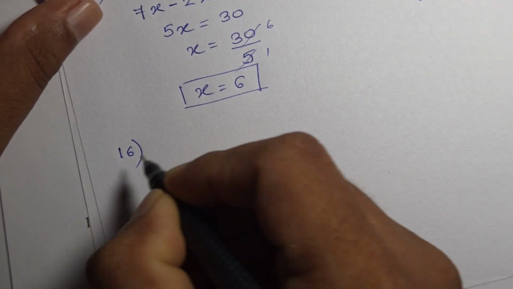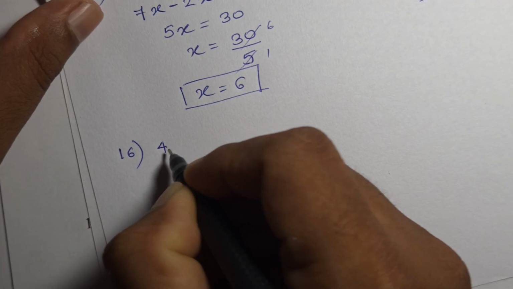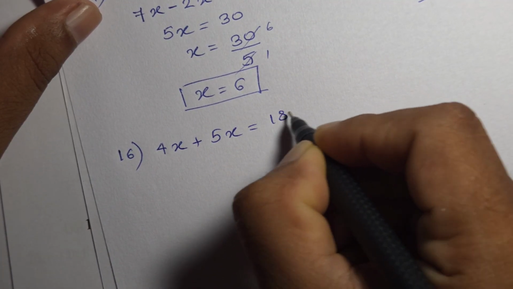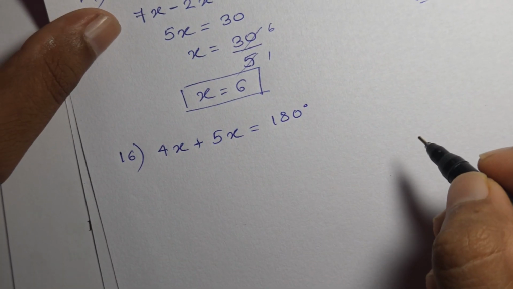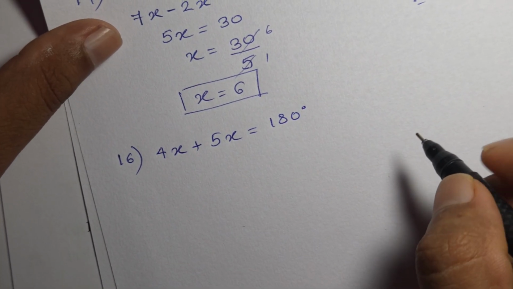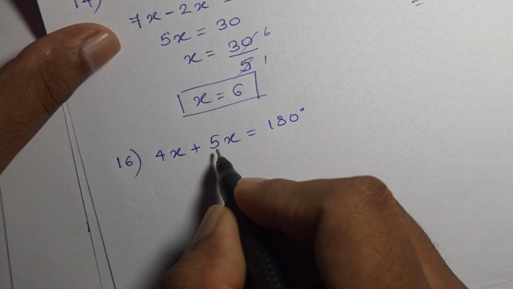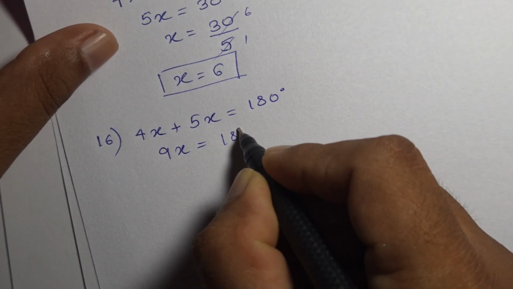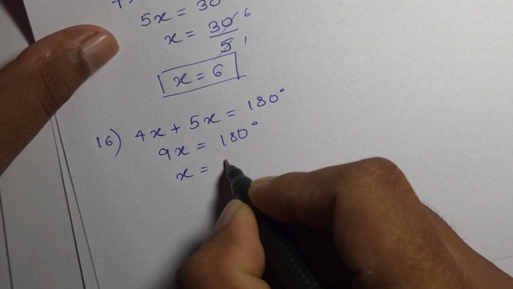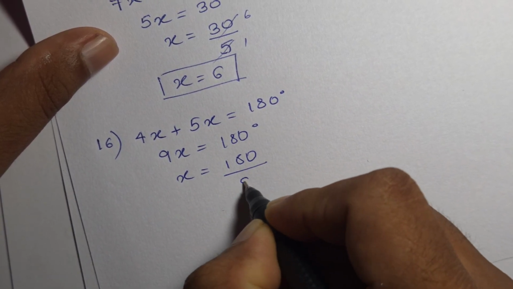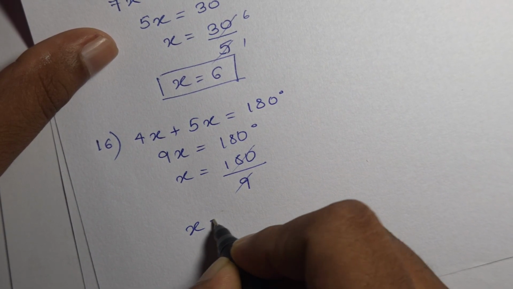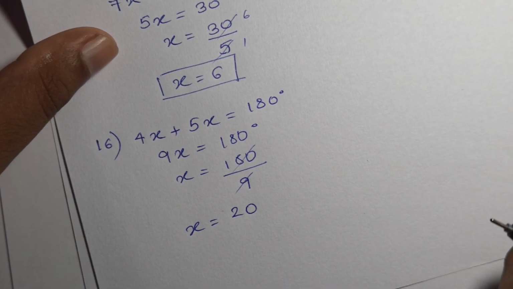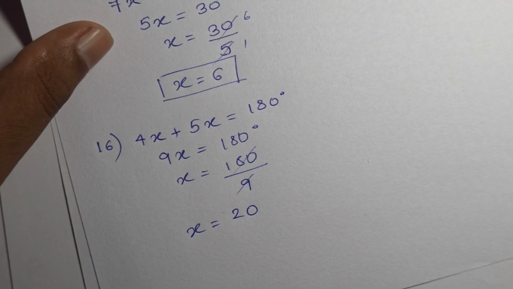16th problem, 4x plus 5x is equal to 180 degrees. So adjacent angles are supplementary. Okay, adjacent angles are supplementary. So 4x plus 5x is 9x is equal to 180 degrees. So x is equal to 180 upon 9. If I cancel this, 9 ones are 9, 9 twos are 18. So 20. So the value of x is 20, isn't it?